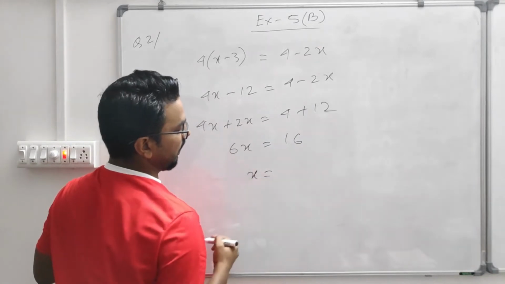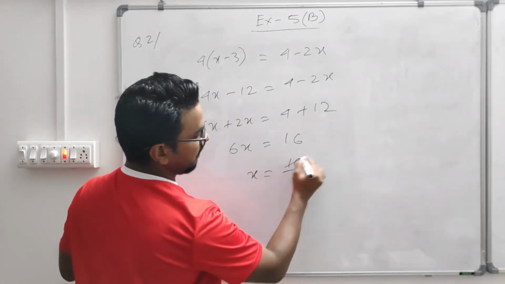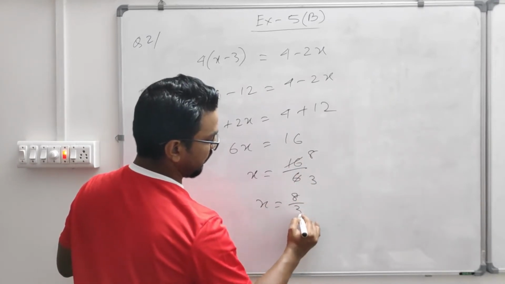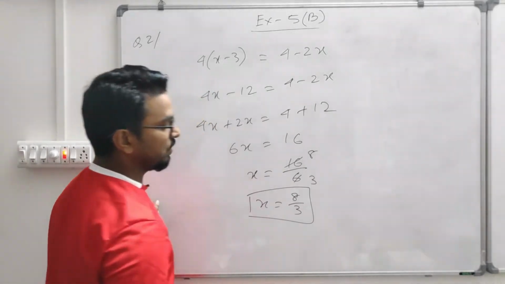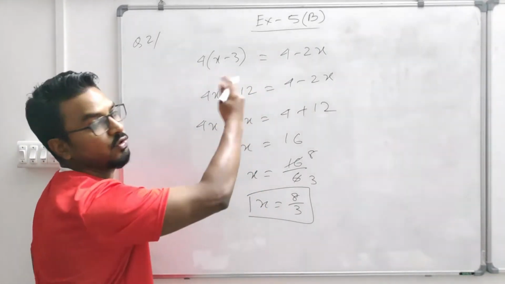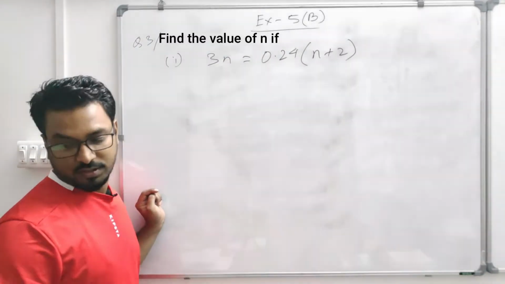So the value of x will be 16 by 6. So if you cancel it, 8 and this will be 3. So the value of x is 8 by 3. So if you put x equals to 8 by 3 here, and in the right hand side, it will be equal. Okay. So moving to the next question.